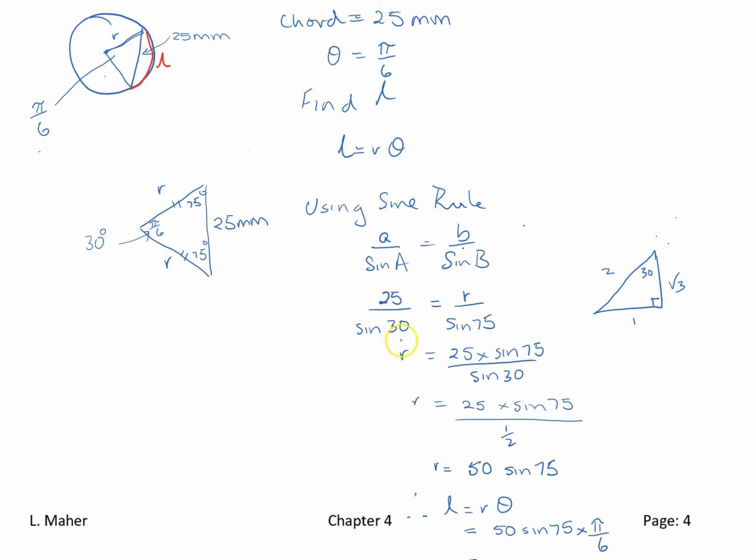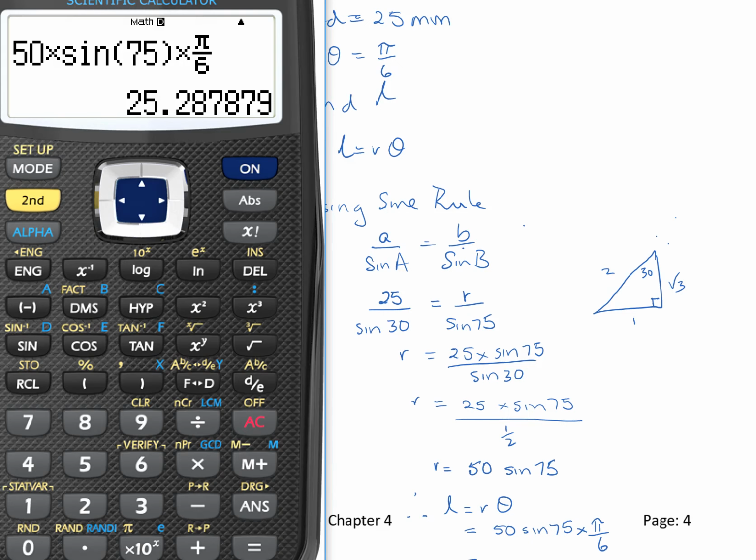25 on sine 30 is r on sine 75. Cross multiply: r times sine 30 equals 25 times sine 75, divide by sine 30. Sine 30 is a half. Divide by the half is multiply by 2, which gives me 50 sine 75. I left it in that format. And I've left my calculator in degrees. I'll just pull that up so you can see that. Calculator's still in degrees.